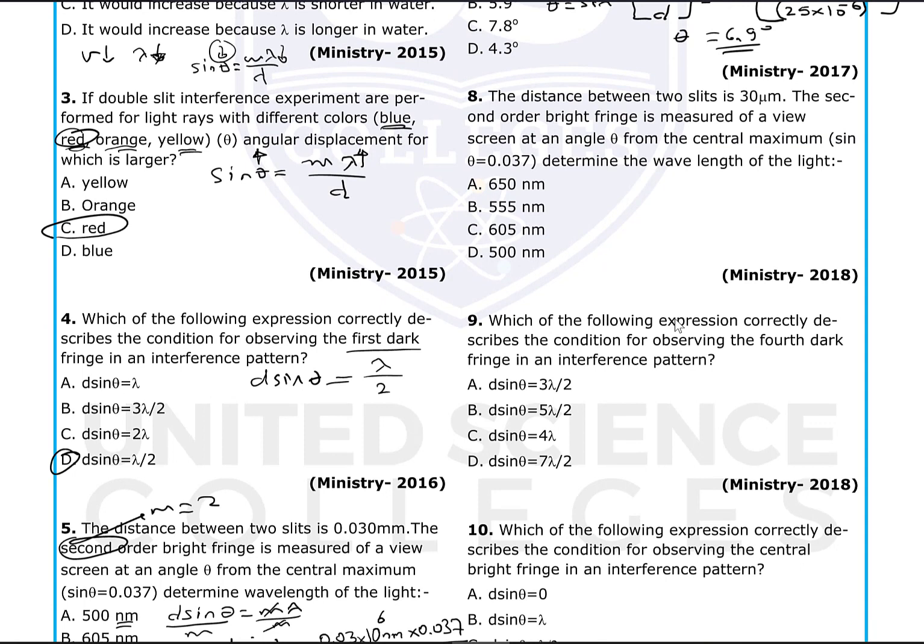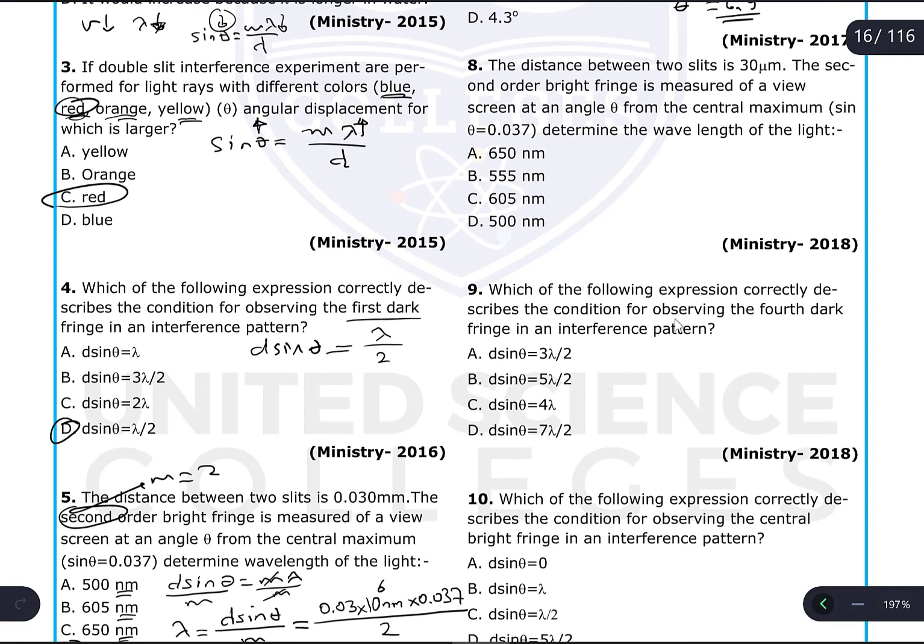Distance between two slits is given. This time we will calculate the wavelength. Again, we will use the wavelength equation. Wavelength equation for bright fringe is d sine theta divided by m. D is 30 micrometers, let's convert it to meters, 10 to the power of negative 6 meter, times sine theta 0.037 divided by m. M is the second order bright fringe, 2.